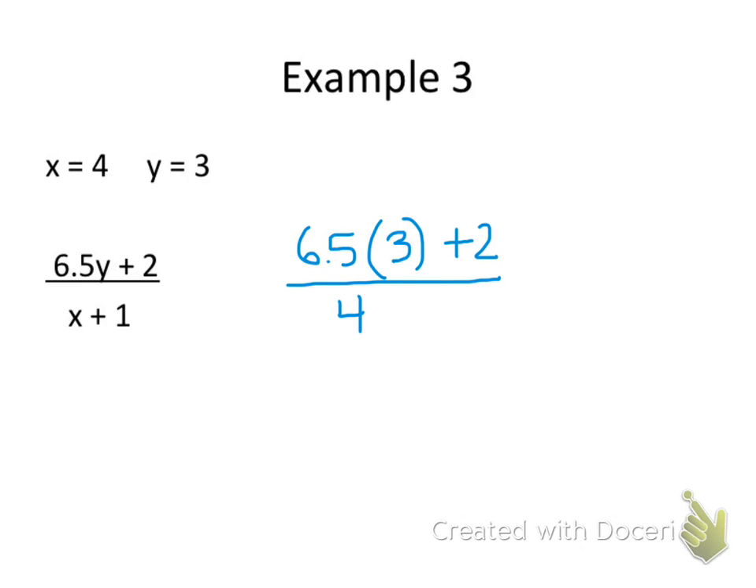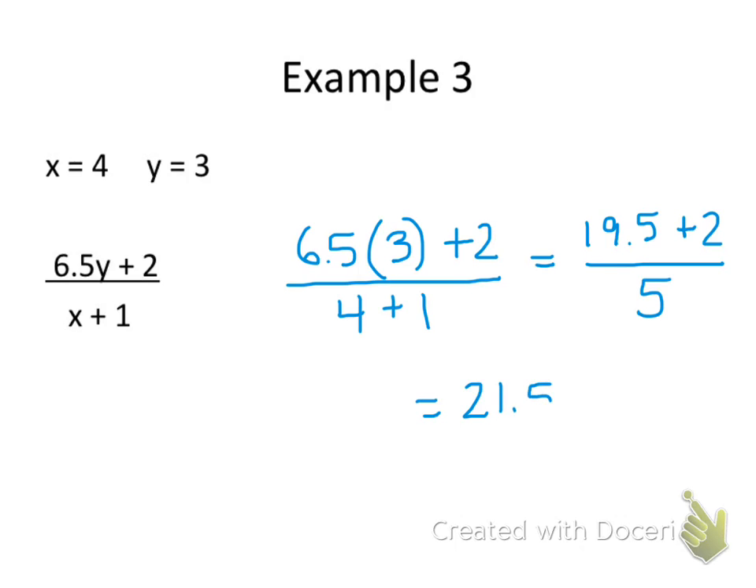Now in a problem like this, we want to simplify the numerator, then simplify the denominator, and then do the division. So I'll multiply the 6.5 times 3. So I'll get 19.5 plus 2 all over 5. That simplifies to 21.5 by addition. And when I divide, I should get 4.3. So when you have this with a fraction bar, simplify the numerator, simplify the denominator, and do the division last.